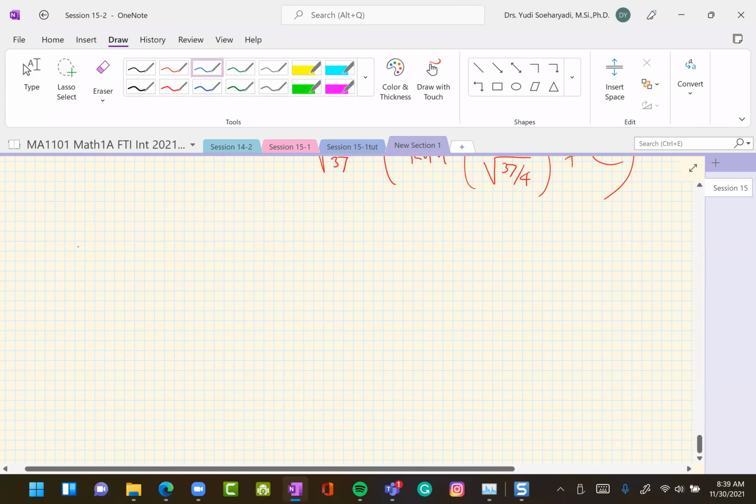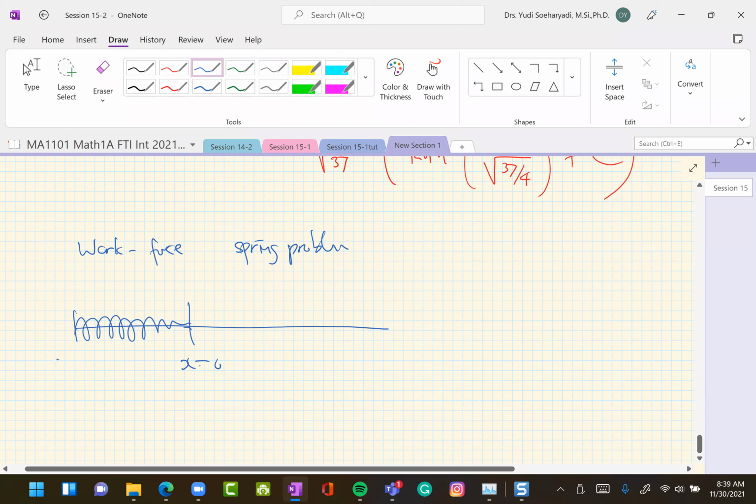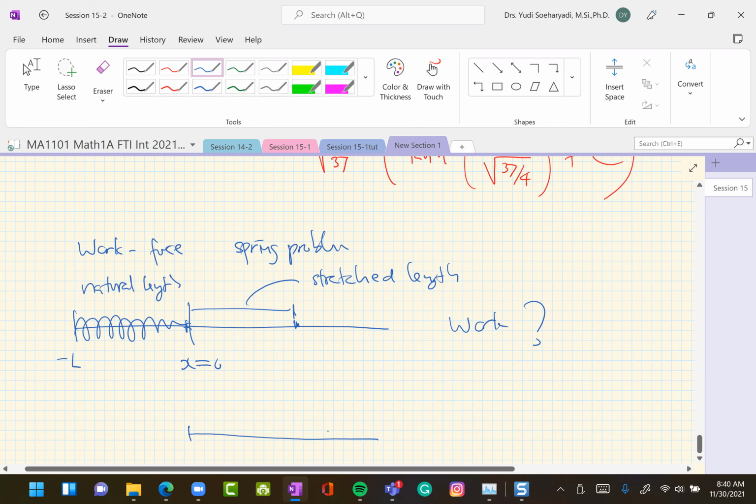We have a spring. This is the natural length L. It stretched out to this one. So the question is, what is the work done by the force? This extra length, you define here.